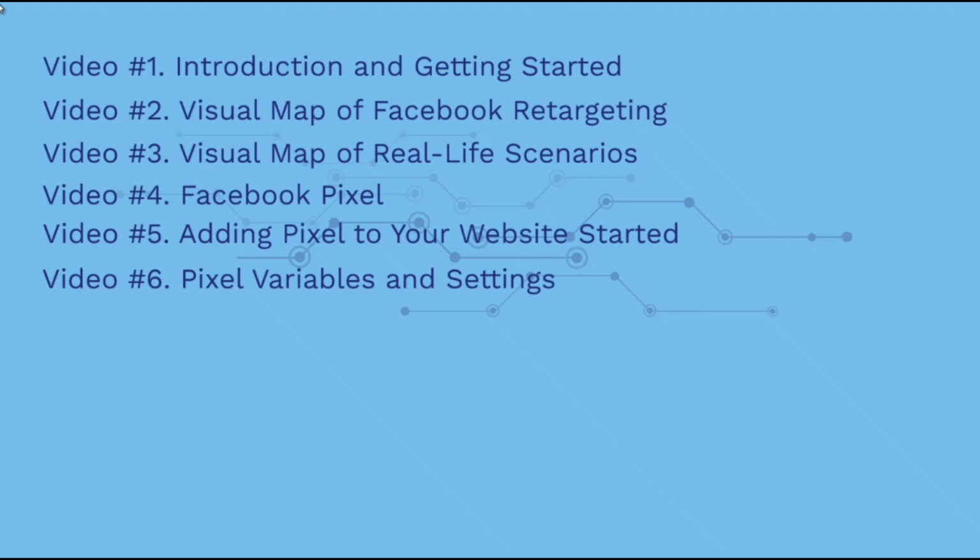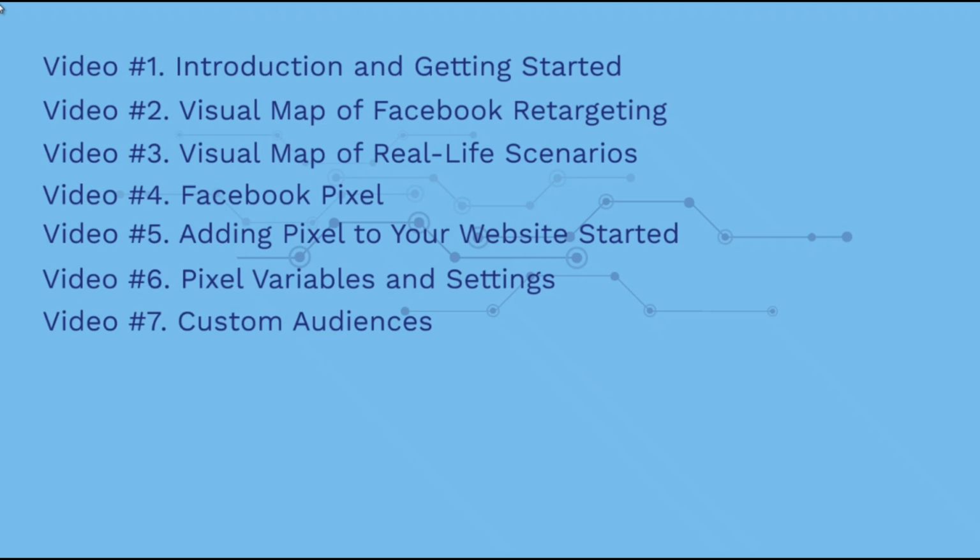Video number 6, we'll talk about pixel variables and settings, otherwise known as standard events, such as how do you tell Facebook that somebody has landed on your page, somebody has converted into a lead, somebody has added the product to their shopping cart. Maybe you want to find people who have added things to the cart but have not yet purchased so that you can show an ad to them, remind them that they are interested in that purchase and perhaps give them some sort of discount as well.